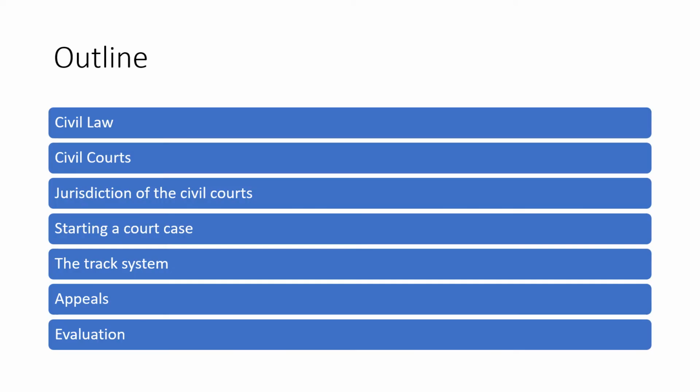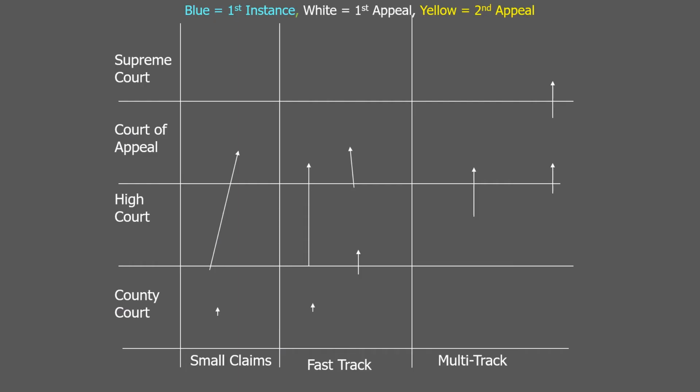Okay, so just a brief explanation there of the track system. This will of course become apparent once you try to apply certain situations and see which track they fit into, and the guides will become apparent. So we're now going to look at appeals.